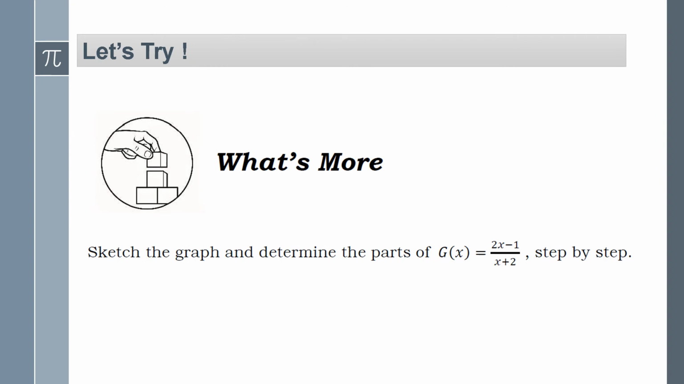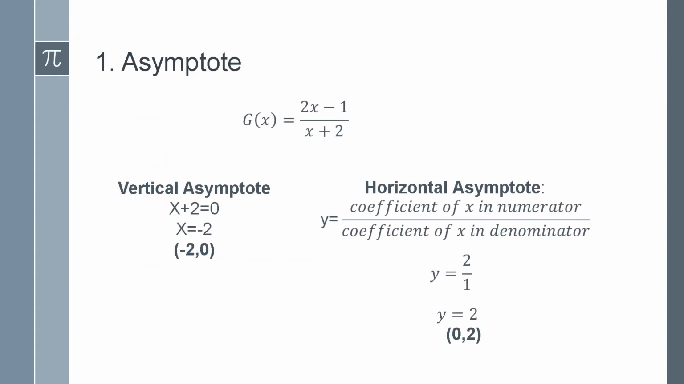Try natin sagutan yung what's more. Sketch the graph and determine the parts of g(x) = (2x - 1)/(x + 2) step by step. Yung parts na yon, yun yung elements of the graph: the asymptote, intercepts, zeros, and the domain and range. The first part or element is the asymptote.